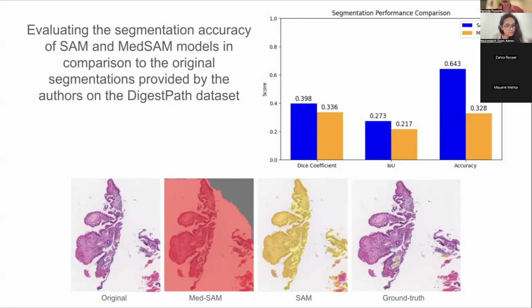The segmentation accuracy for SAM was about 64%, but for MedSAM, it was about 33%. So we continued with SAM and used it to generate segmentation masks when the dataset didn't come with ground truth segmentation masks.